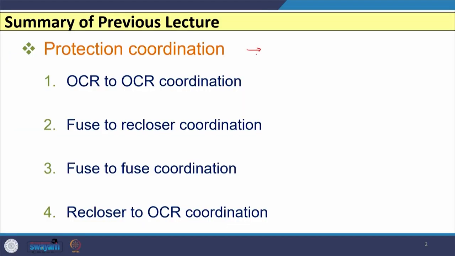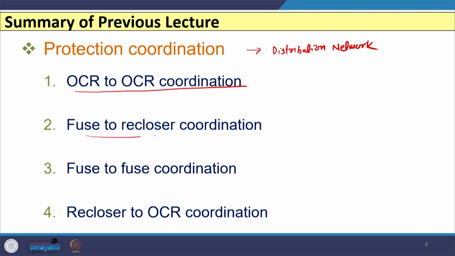Hello friends, in the previous lecture we discussed the coordination among various devices, particularly in the distribution network. This coordination is carried out for the distribution network, and we discussed that four possibilities are there. So at four levels coordination is required. The first level is the coordination between two or multiple overcurrent relays.